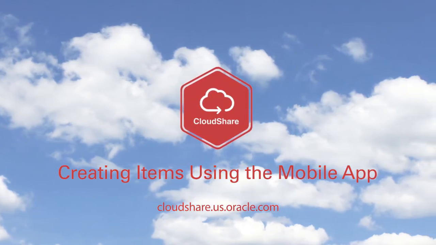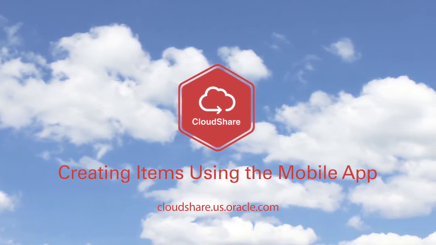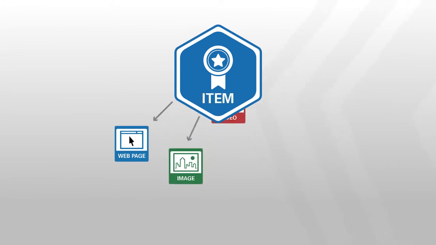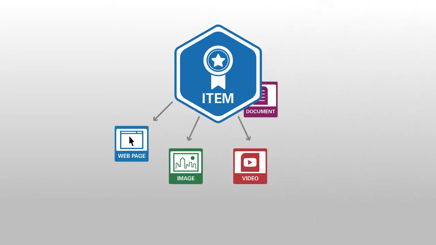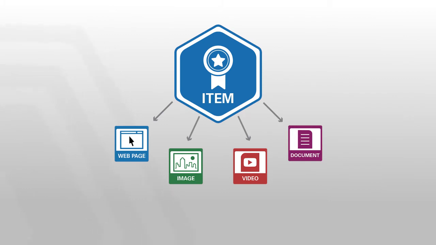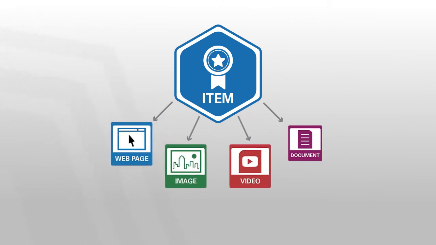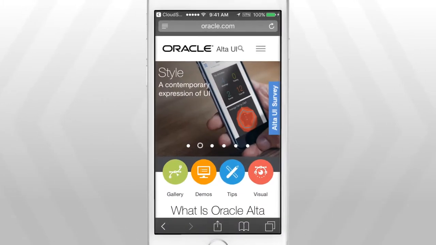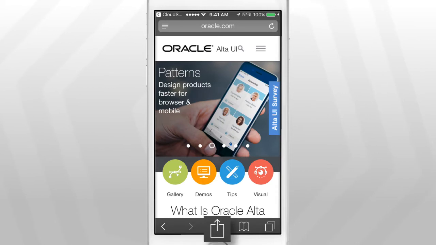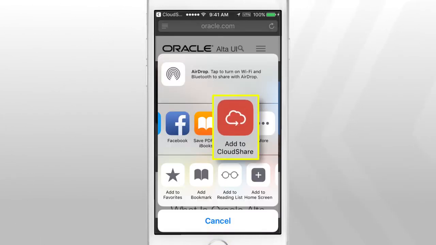In this video, you will create an item using the mobile app. When you save a link with CloudShare, we call it an item. An item is a bookmark or any resource with a URL, such as a web page, an image, a video, or a document. To create an item with the mobile app, just go to any web page on your mobile device and tap Share. Then tap Add to CloudShare.